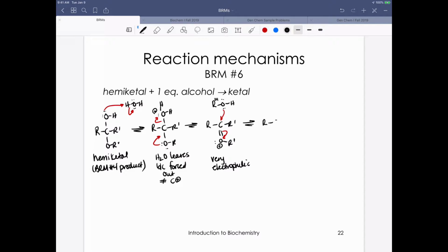We end up now with an intermediate here in our protonated ketal, and we're going to see water here is going to facilitate the deprotonation of this guy, returning these electrons back to oxygen and leaving us with our ketal product.